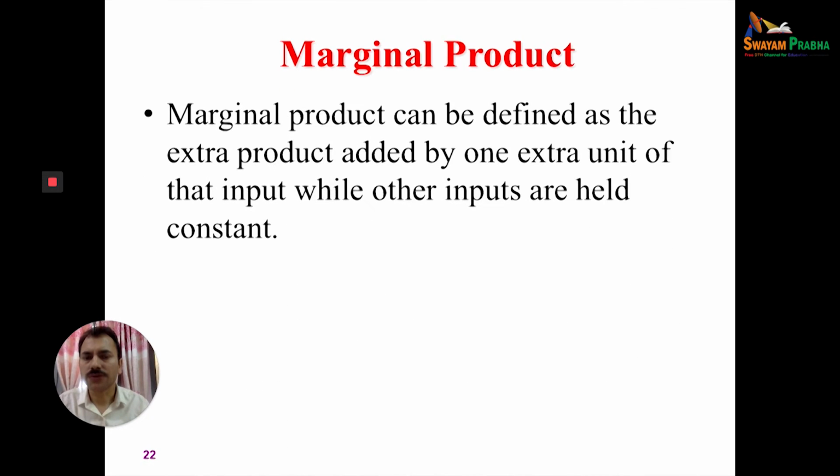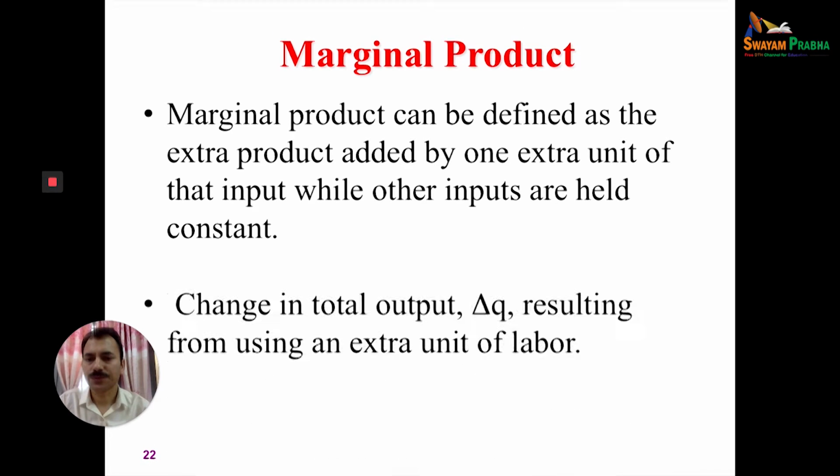Now, marginal. Gibbons has put forward this concept of marginal. Marginal product can be defined as the extra product added by one extra unit of input, while other inputs are constant. When you use one more unit of input, and as a result there is a change in output, that is called marginal product. Additional output due to one more unit of input.